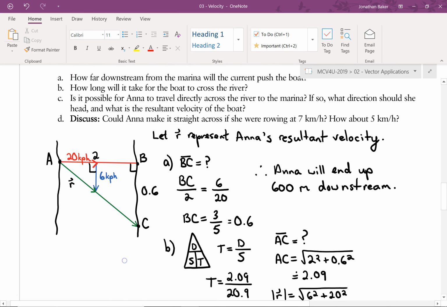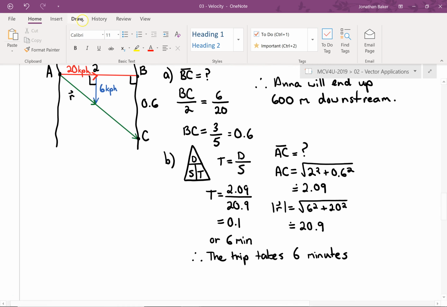Okay, so part C says, is it possible for Anna to travel directly across the river to the marina? If so, what direction should she head, and what's the resultant velocity of the boat? This one is saying, could she angle her boat upstream a bit in order to counteract the effects of the current? She wants to go straight across. In other words, we want a resultant that goes directly from A to B, so the velocity should be along that line.